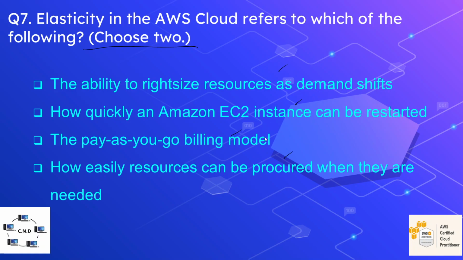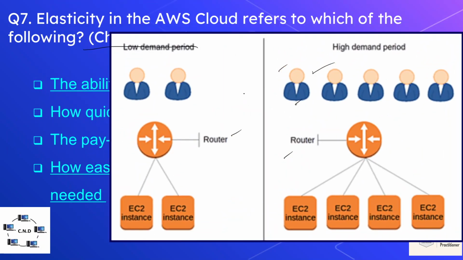And the correct options are: number one, the ability to right size resources as demand shifts, and the second correct option is how easily resources can be procured when they are needed. And this is a visual representation of elasticity: when demand is low, we are using fewer resources, but as the demand increases, so does the number of instances. So the capacity also increases as the demand increases, so that the user does not feel any impact on the application performance.